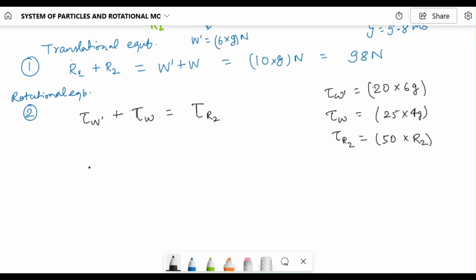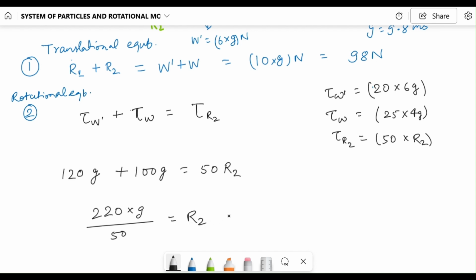So we have now 20 times 6G, or we can write it 120 G. Okay, let me write it directly. 120 times G plus this is 100 times G equals 50 times R2. And then this will be 220 times G divided by 50 equals R2. And then R2 equals 22 into, let us take its value, 9.8 divided by 5.